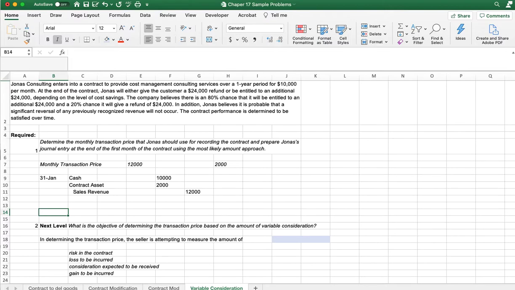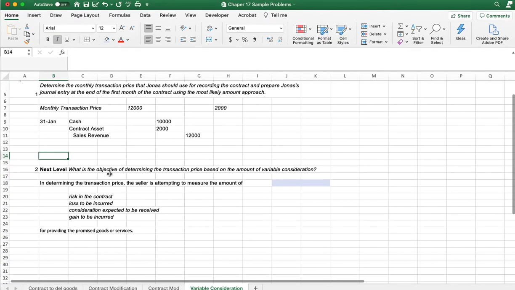And then in part 2, it's saying what is the objective of determining the transaction price based on the amount of variable consideration. And so in determining the transaction price, the seller is attempting to measure the amount of blank for providing the promised goods or services. And so the options are risk in the contract, loss to be incurred, consideration expected to be received, or gain to be incurred. And so let's read this one more time.